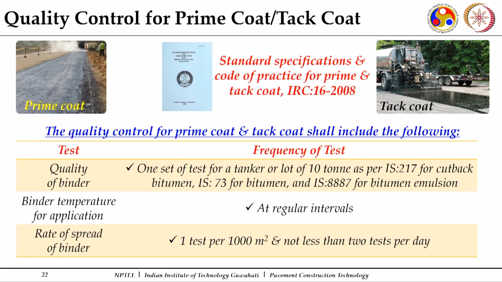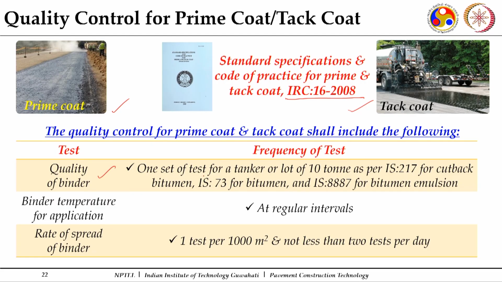This has to be decided based on the projects, and it has to be well decided before the commencement of the project. Now, for the different characteristics, our specifications already give the requirements: what are the number of tests which are to be done, what are the frequencies to be followed, like we discussed about the prime coat and tack coat application as per IRC 16. So, it says the tests which are to be done in respect to the quality of binder.